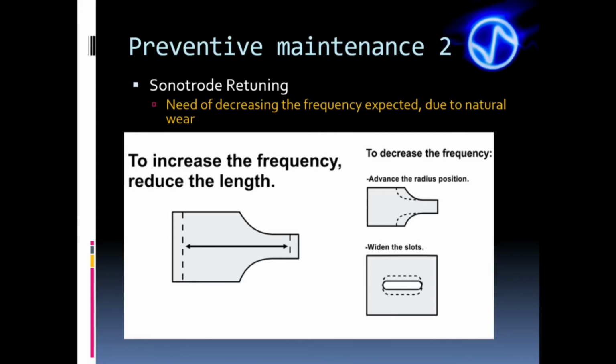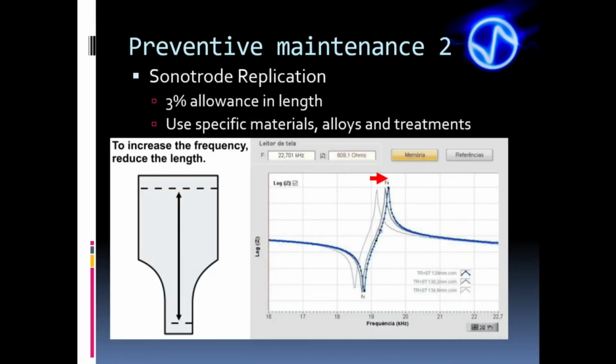On the other hand, shortening the horn increases its frequency. It's important to emphasize that used horns with low frequencies are not expected, and it often indicates some efficiency problem such as cracks or fatigue. Another observation is that retuning procedures can be performed a limited number of times, as horn dimensional alterations reduce the gain and decrease its performance. Finally, if the horn has any cracks and/or low quality factor, it must be replaced.